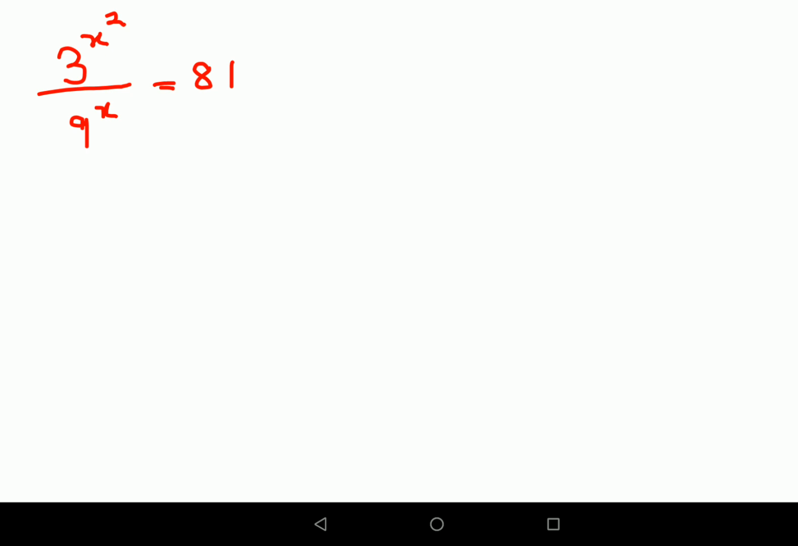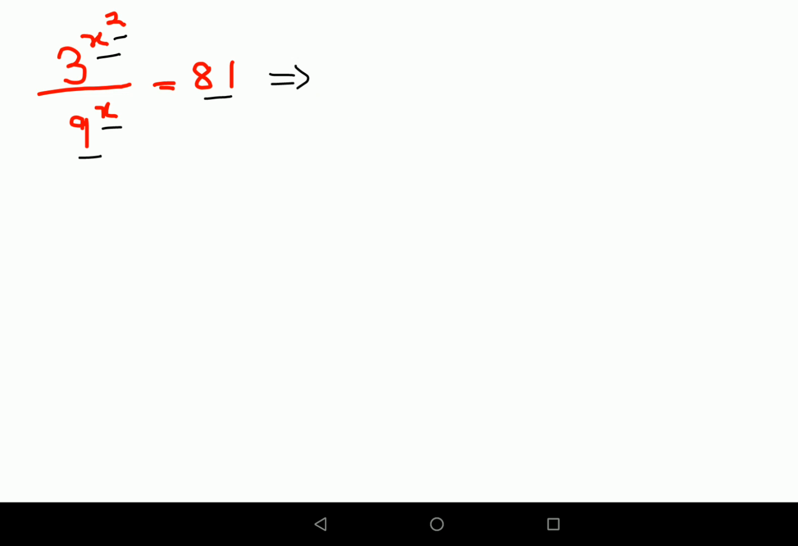So here we have 3 raised to x square upon 9 raised to x equals 81. Now if you look closely, all of this can be written in terms of 3. 9 can be written as 3 square, 81 can be written as 3 raised to 4. So let's first do that.